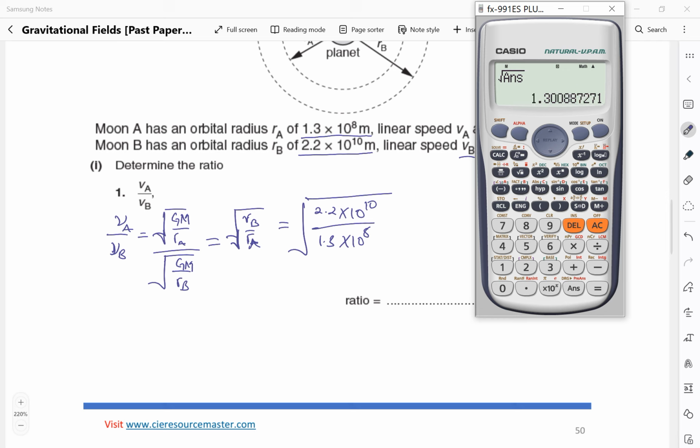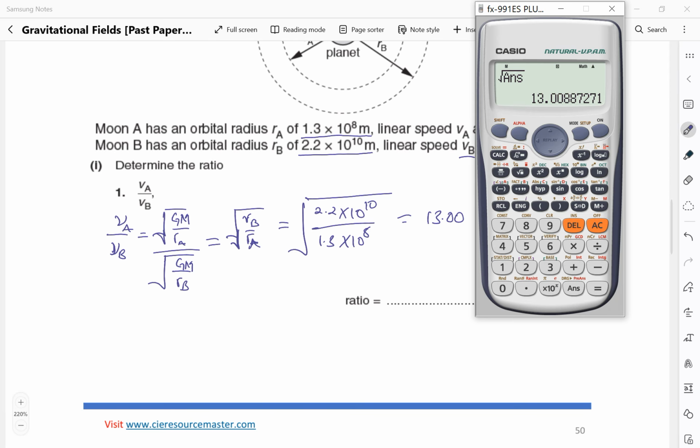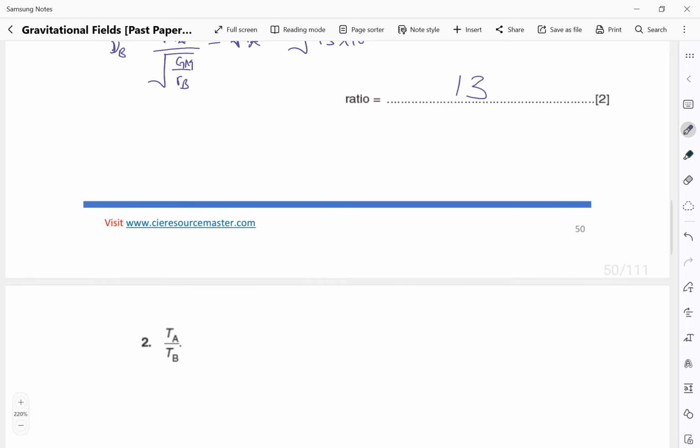Let me check this. Oh, this is 8, sorry. 2.2 exponent 10. I was trying to avoid the power. 1.3 exponent 8. Then root of the answer. It's 13.009. So that is approximately 13 to two significant figures, since they quoted the quantities to two significant figures.